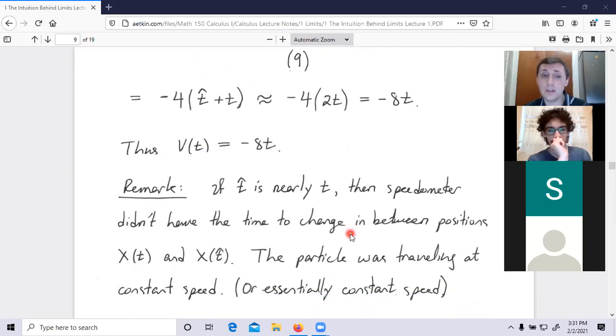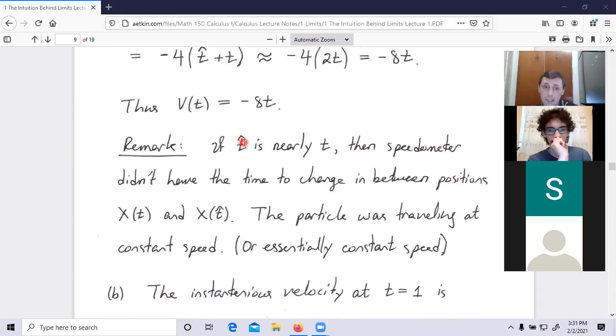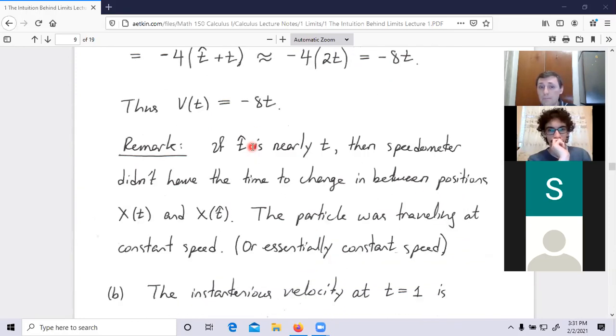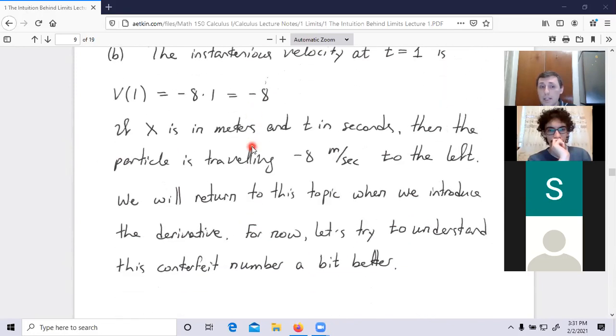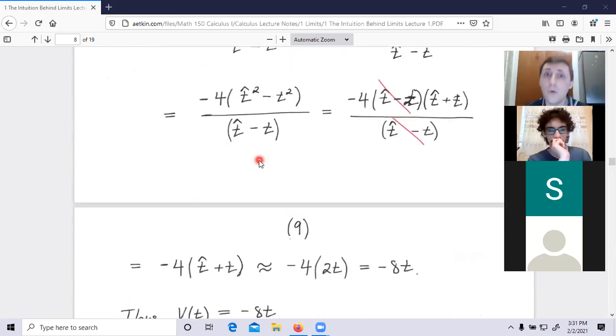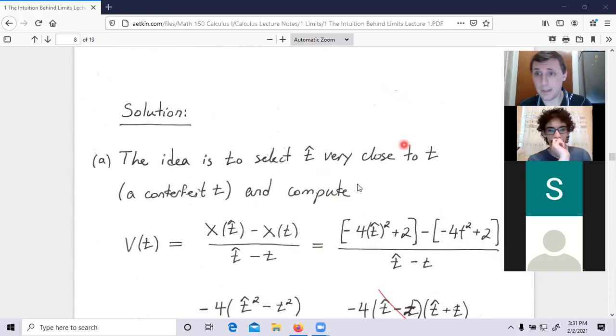Good? So again, what is t hat? We're going to change notation for it later on. T hat means nearly t. It means that this is a time that's very close to t. That's the essential part of it. And here again, at 1, it's minus 8. It's obvious, right? Once you solve it for all numbers, it's obvious what it is for number 1.